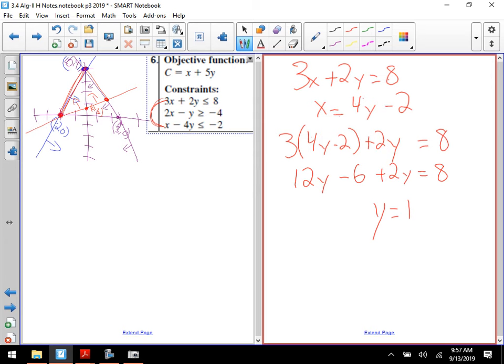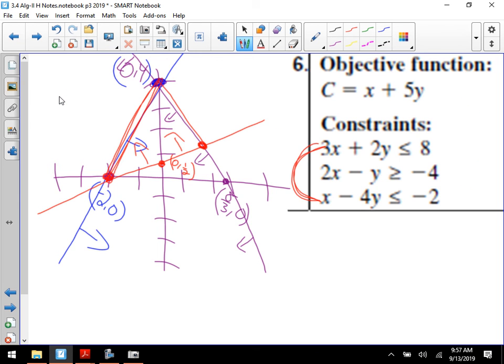Not good for you. So my y value is 1, which means I just throw this back into here. What's 4 times 1? 4. What's 4 minus 2? 2. So your x value is? 2. So this ordered pair is at 2, 1. That gives us our 3 points of inflection to test. 2, 1, 0, 4, and -2, 0.